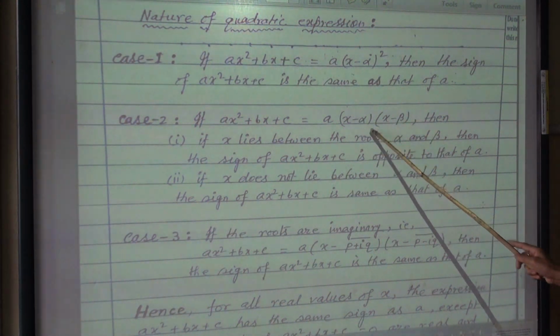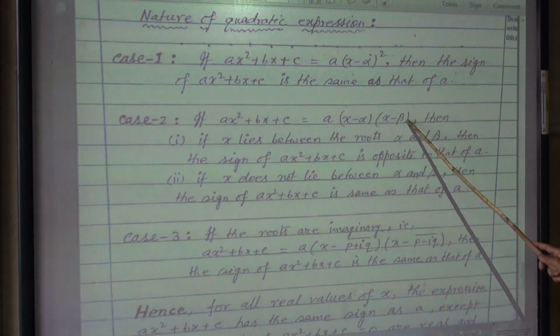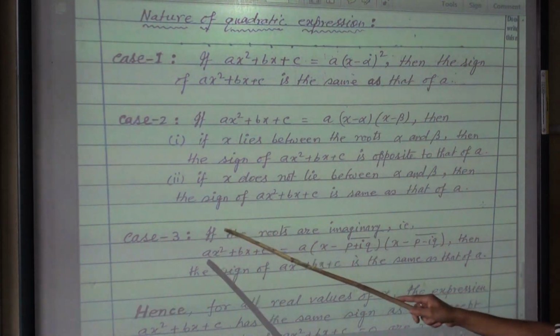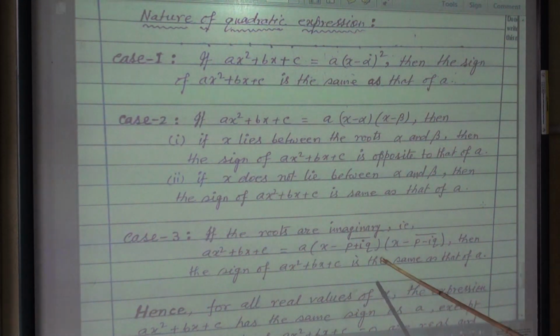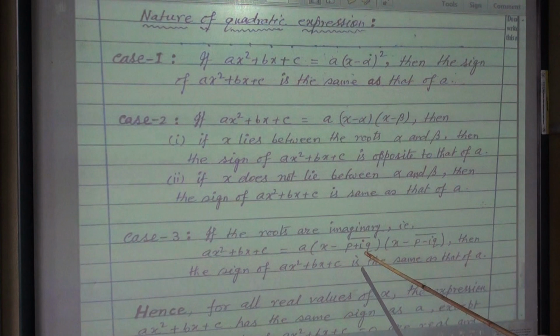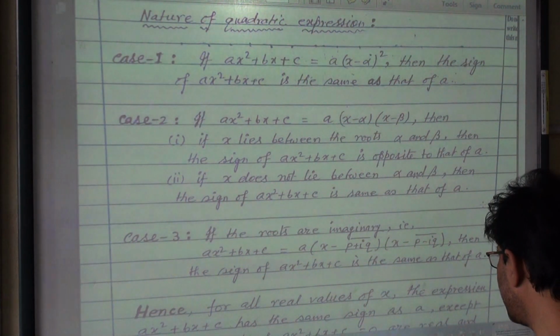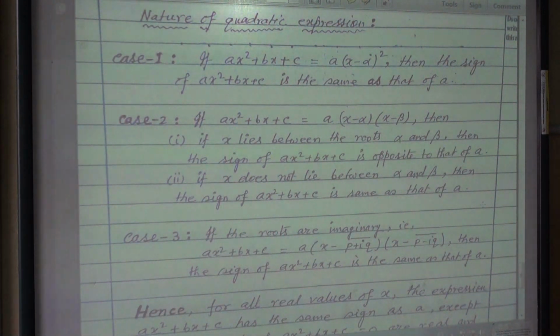Here x, alpha and beta are real numbers, but you may not get real numbers. Case 3, you may get complex roots. You know a quadratic expression may have real roots, or it may not. If it is a complex, imaginary root, the next chapter will come, complex numbers. Complex numbers are of the a plus ib form, and they occur in conjugates. One is plus, one will be minus. So if this is one complex root, this is another complex root.